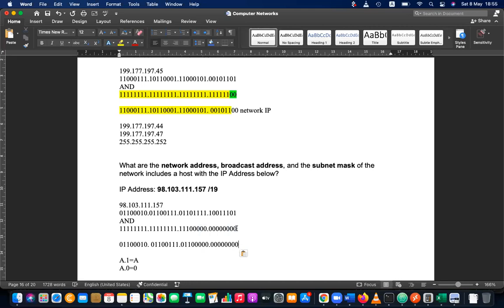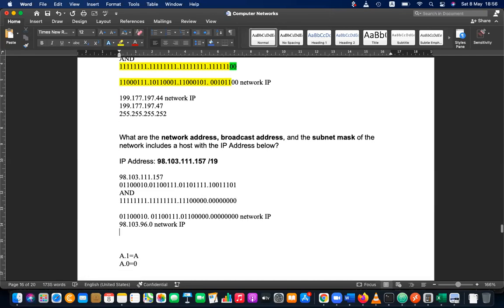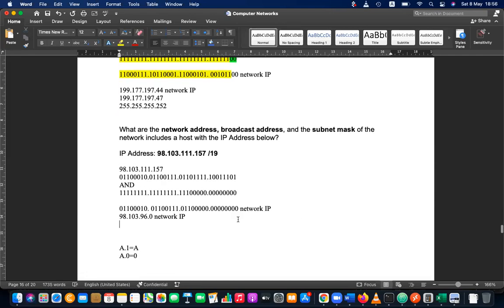Okay, now you can tell me the network address. What is the network IP? Yes, guys, please talk. 98, 98 dot 103 dot 96, yeah, 96 dot 0 is the network IP. Correct. Broadcast IP. To get the broadcast IP, I'm again highlighting the network portion.